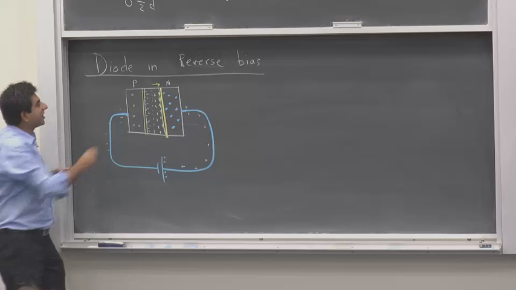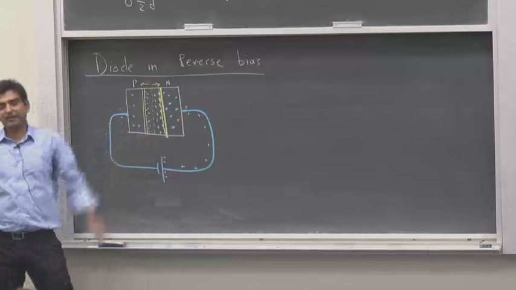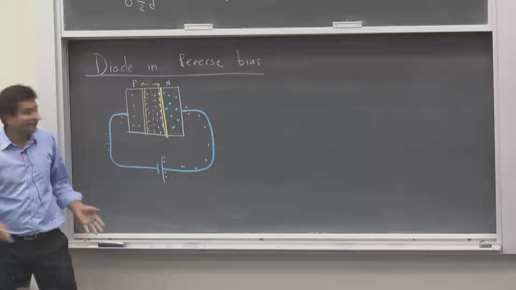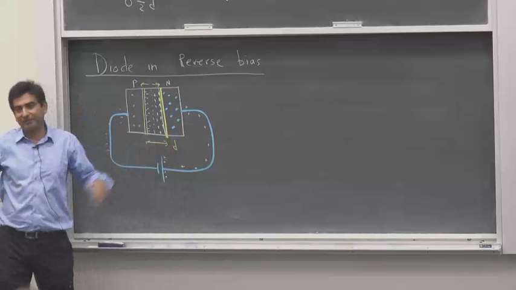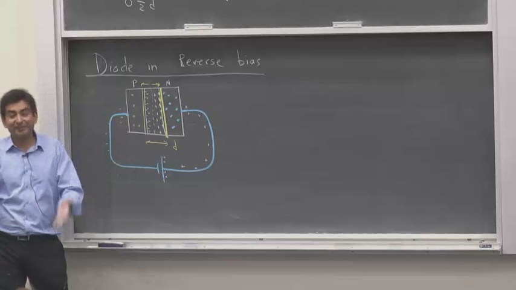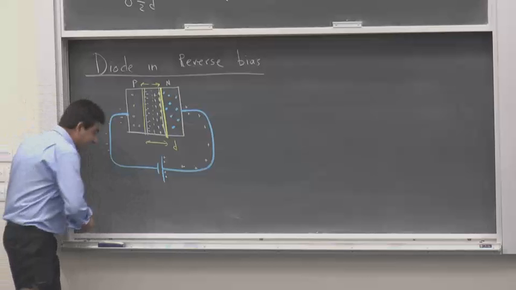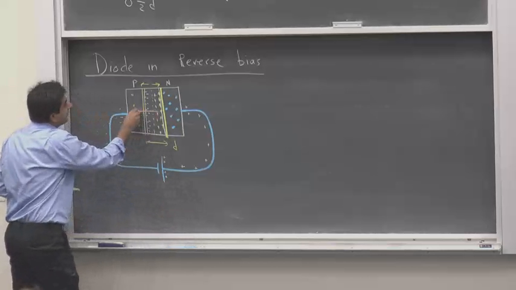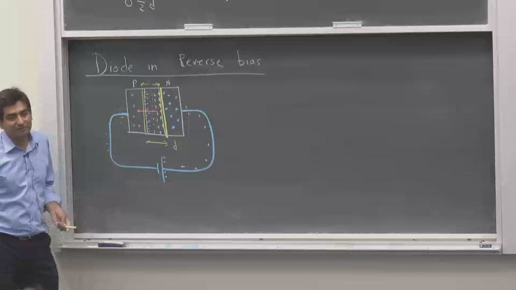In other words, this junction is going to dilate a little bit. It's going to expand a little bit. Now, when this is going to expand a little bit, D is going to go up a little bit. Maybe a few atoms, few tens of atoms, but it's going to go up. The electric field is going to go up. The electric field, once again, is pointing in this direction, and it depends upon D. The potential difference between these sides is going to go up.